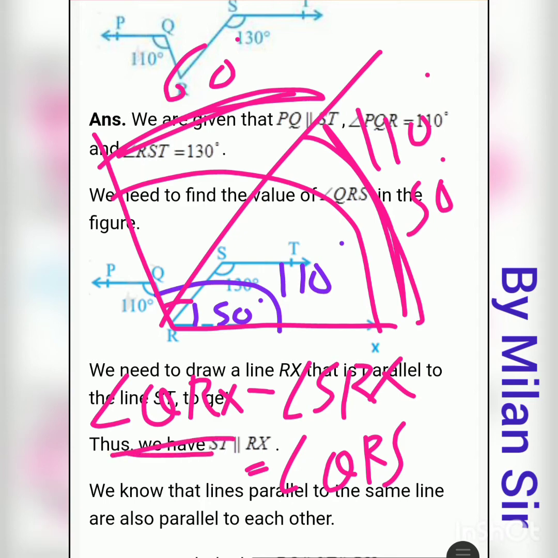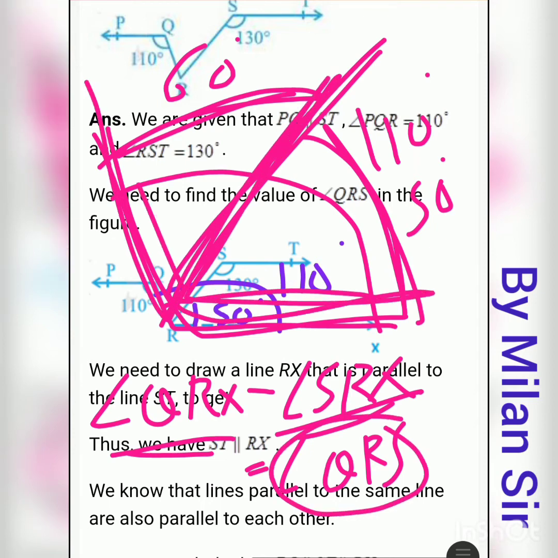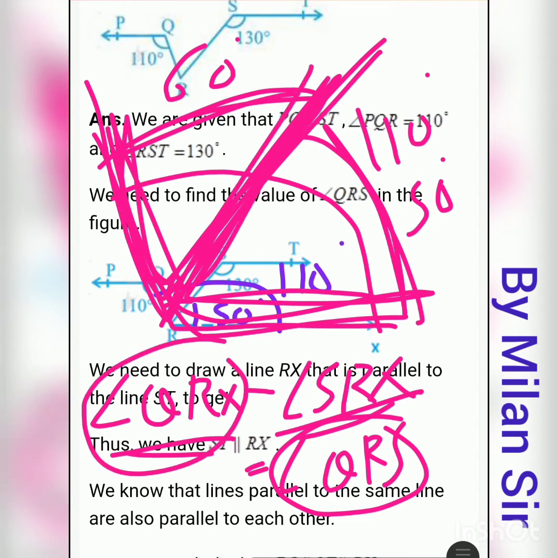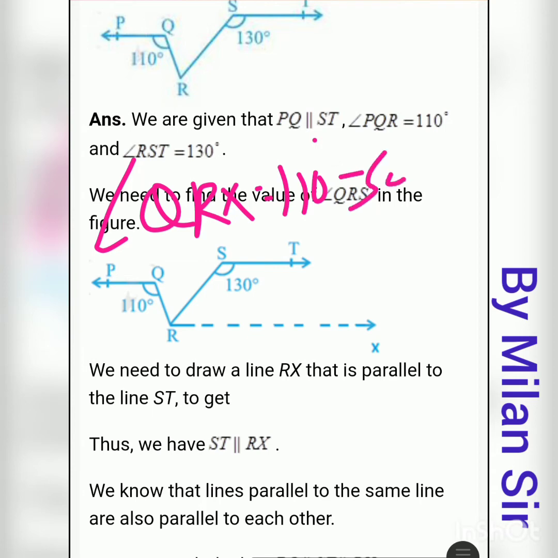So in this way we can find the value of QRS. Here angle QRX, that means this full angle, minus SRX, that means this one, gives the value of angle QRS, that means this one angle. Here 110, here 50 degrees. So angle QRS is equal to 110 minus 50 degrees, the answer is 60 degrees. So in both ways we get the same answer, 60 degrees.